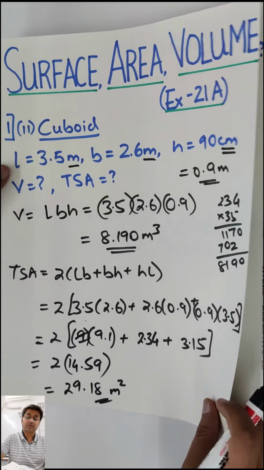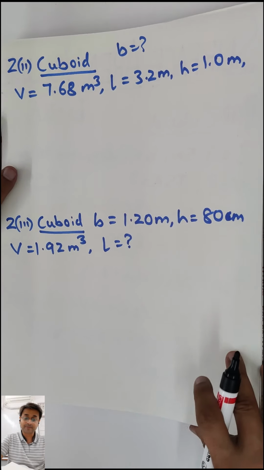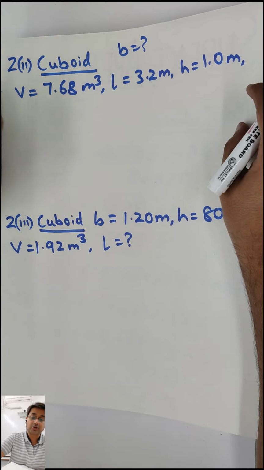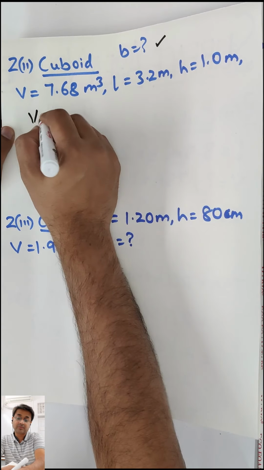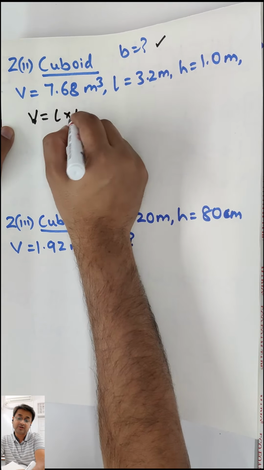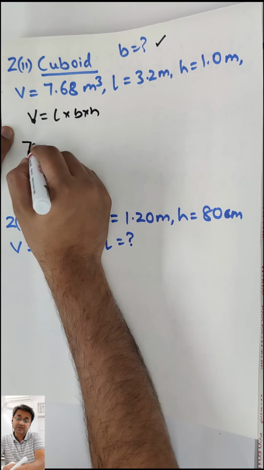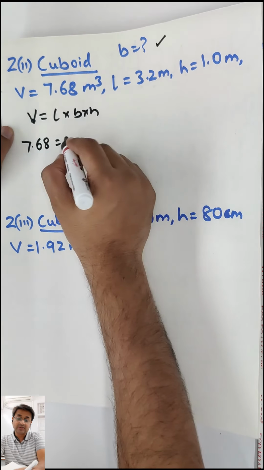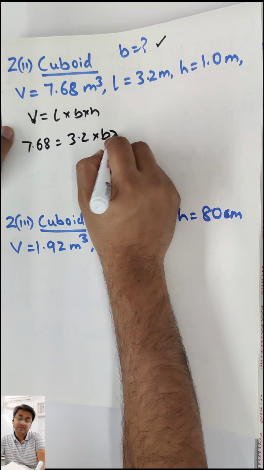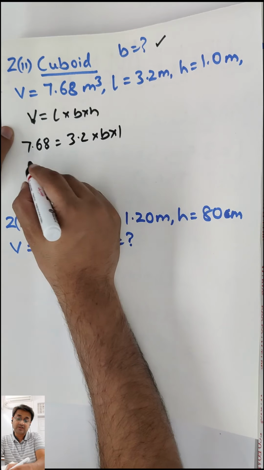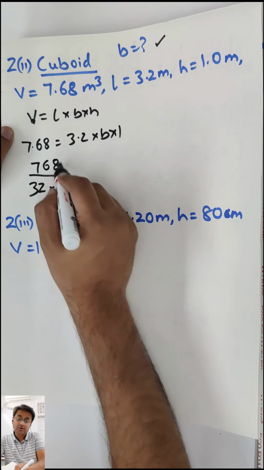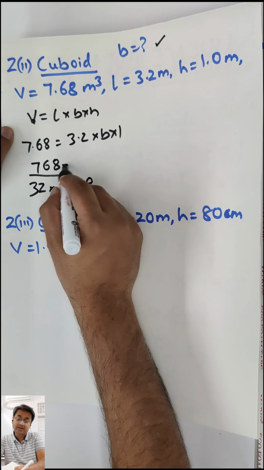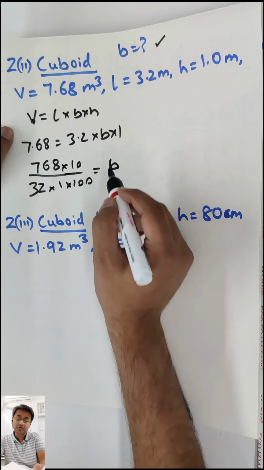So purposely I picked up 1 part 2 which was with decimals. Likewise 2 part 2. Again cuboid, you've been given volume, length and height. Find the breadth. So just apply the formula. Volume is length into breadth into height. So 7.68. Length is 3.2. Breadth is unknown and height is 1. So sending these two down, 768 by 32 into 1. 2 decimals moved, so 100. 1 decimal moved, so 10 is equal to the breadth.